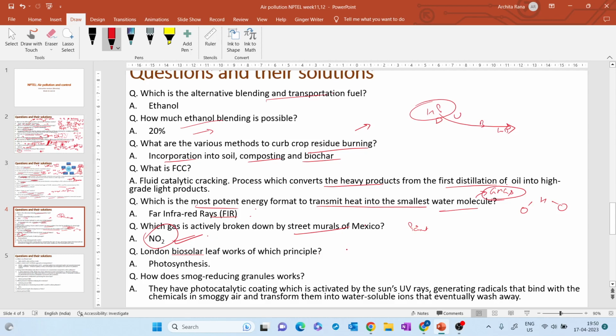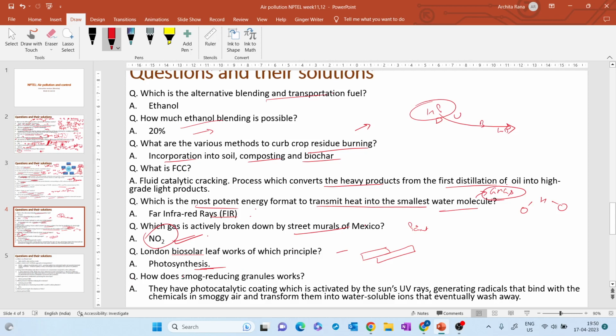So I think it is in Imperial College, or UCL, I don't remember, but in one of the universities or colleges in London, they have designed this biosolar leaf. It is nothing but solar panels which are green and designed in the form of leaves. They work on the principle of photosynthesis: they absorb the gas and release the oxygen, like convert it. Okay, so this you can remember.